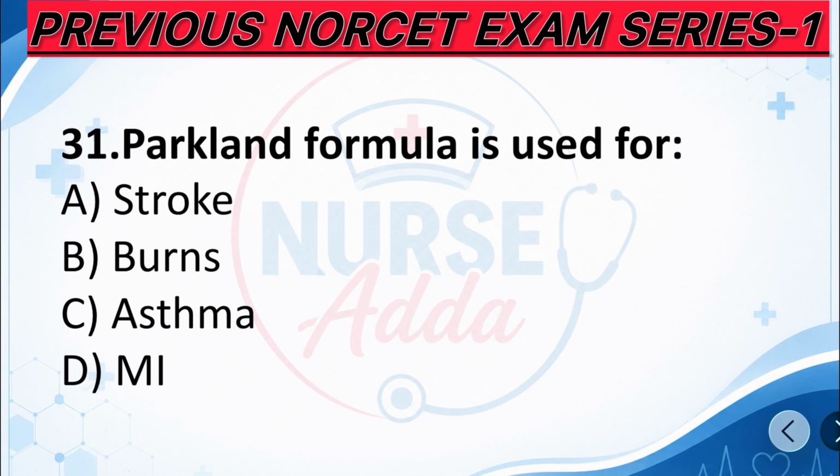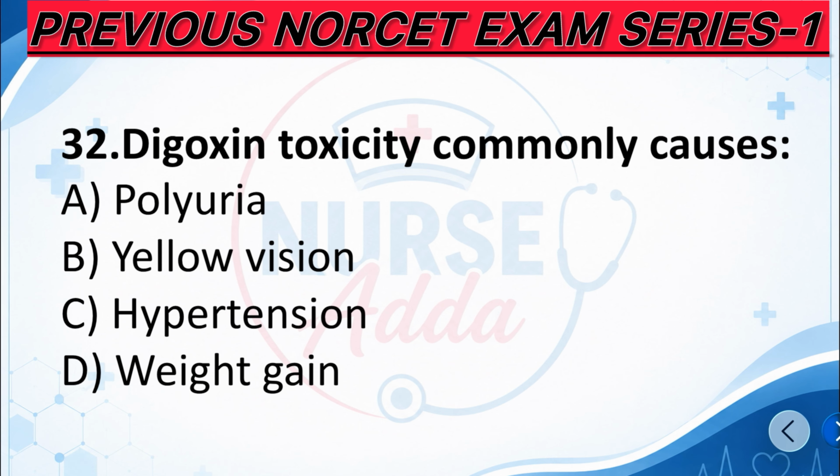Moving to the next question. Parkland formula is used for stroke, burns, asthma, MI. Right answer is option B, burns. Next one. Digoxin toxicity commonly causes polyuria, yellow vision, hypertension, or weight gain. Right answer is option B, yellow vision.